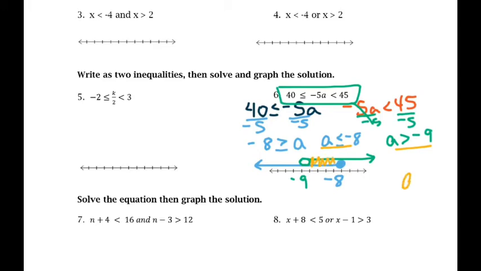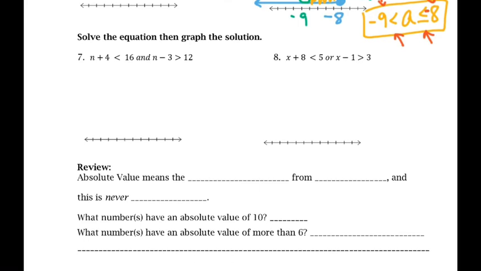So when our number, a, is less than or equal to -8, and at the same time it's greater than -9, that's my solution. Whenever you write a compound inequality, you're always going to have the arrows pointing this direction because you're always going to have your numbers in number line order. So the smaller number will be on the left, the larger number will be on the right. That is the way it works. Do not write it any other way. You have to write it in number line order. Okay, let's go to the next one.